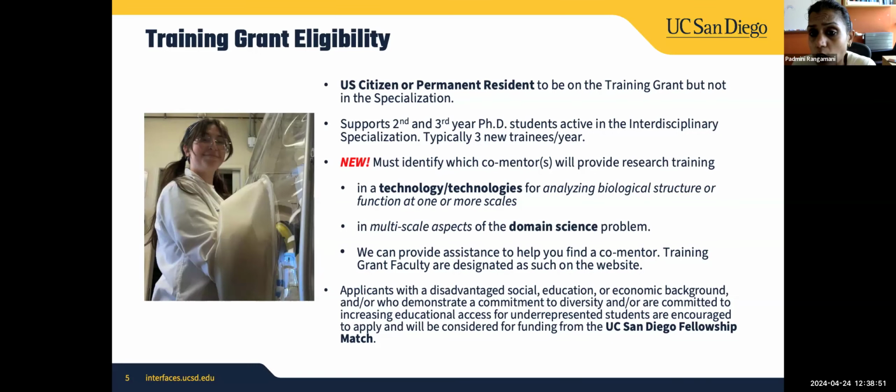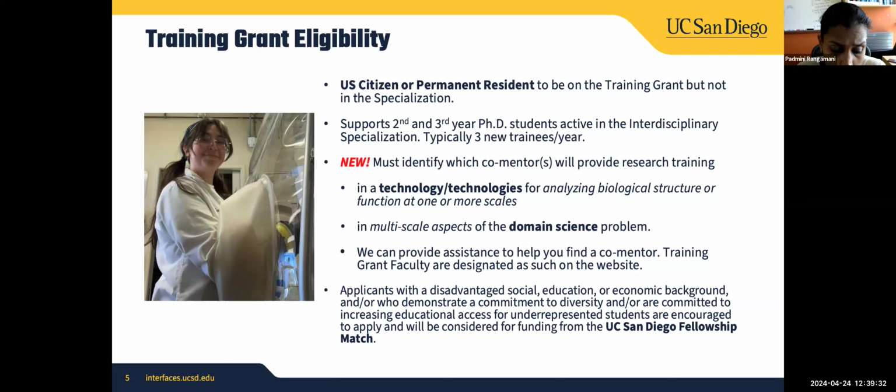So you have to be a US citizen or a permanent resident. And it supports about 3 new trainees a year. So the training grant is a portion of the specialization, only focusing on funding. And in our latest edition of this training grant, you are required to identify, along with your primary mentor, I'm assuming you all have a primary mentor, or it's spring quarter, so you're thinking about who your primary mentor may be. You identify co-mentors who might provide you research training in either a technology or in multi-scale aspects.